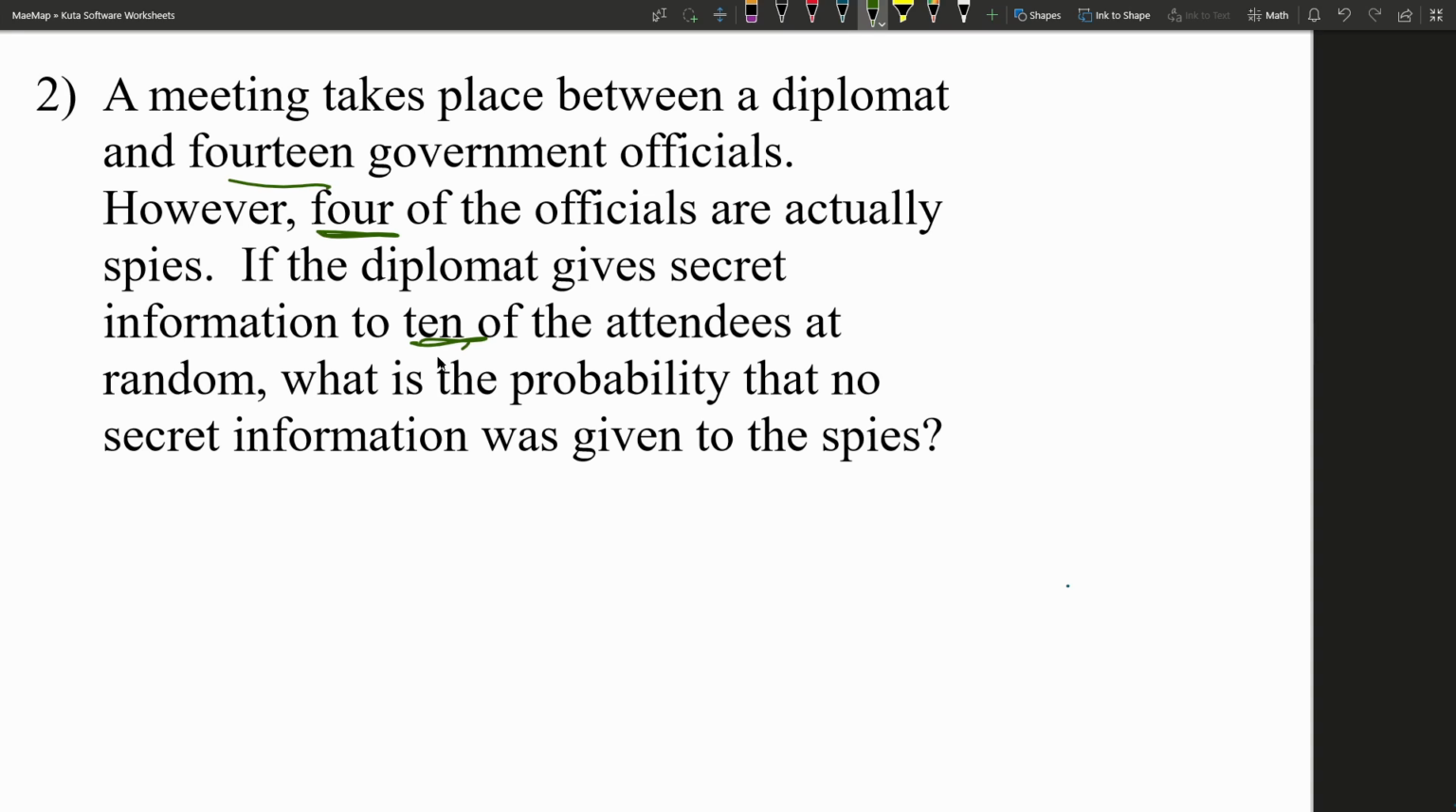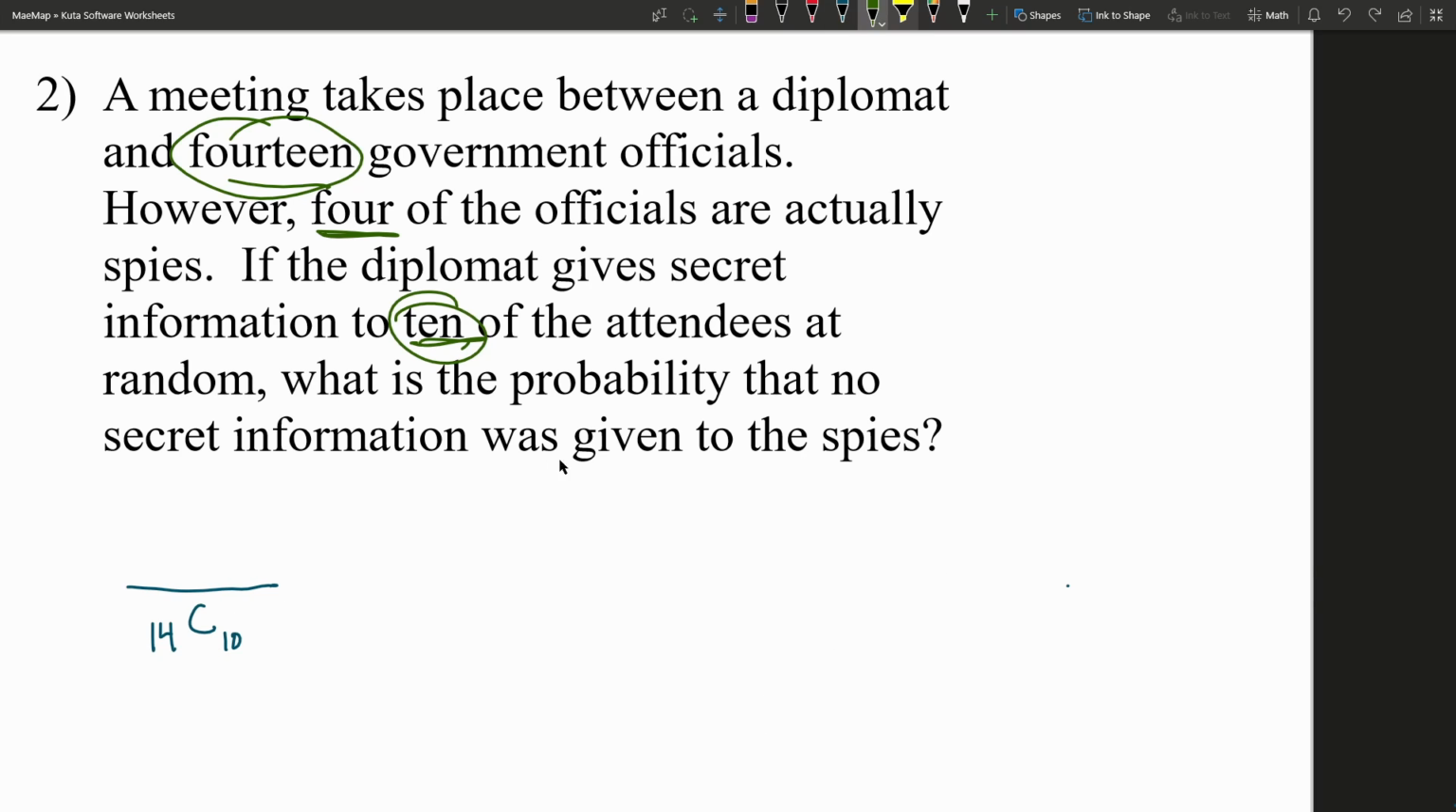Let's start out by calculating the total outcome. The diplomat is giving the secret to 10 of the attendees. So out of the total of 14, the diplomat is choosing 10 to tell the secret to. So that's going to be, well, a combination, because the order in which he tells the attendees doesn't matter. So we're going to have 14 choose 10 as our denominator.